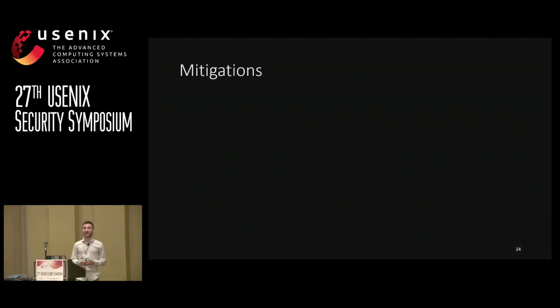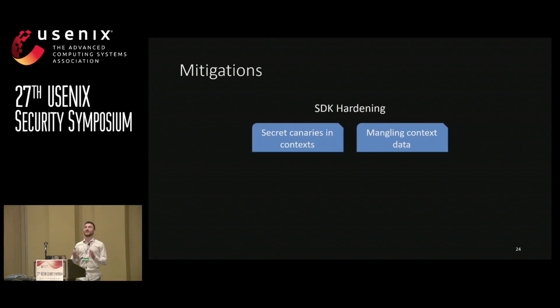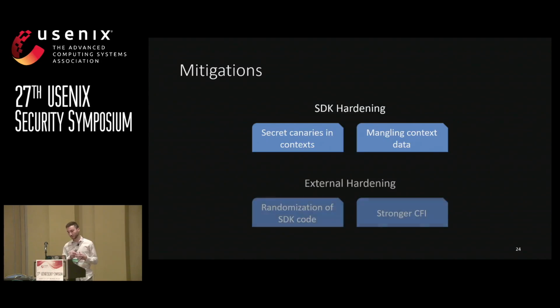Now, as for mitigations, we can think about hardening the SDK itself, so making it harder to fake those structures. And we can do this by basically embedding secrets into the structure that the attacker does not know. You can directly embed the secret, or you could mangle, for example, pointers by XORing them with the secret. This is used in quite a few libraries. So, for example, GNU libc does that for some structures.